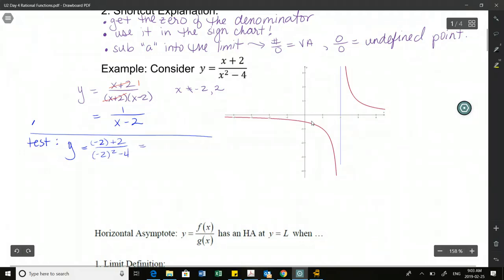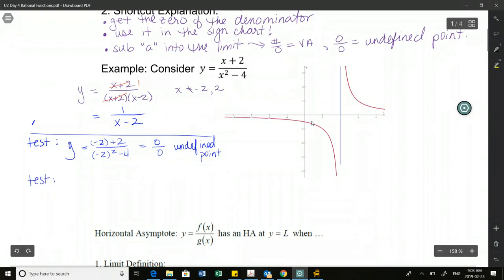Okay, you'll notice here that I actually get 0 over 0. That should automatically tell me that I have an undefined point rather than a vertical asymptote. So that's another little test that we can do. Because we got 0 over 0, we get an undefined point for that value.